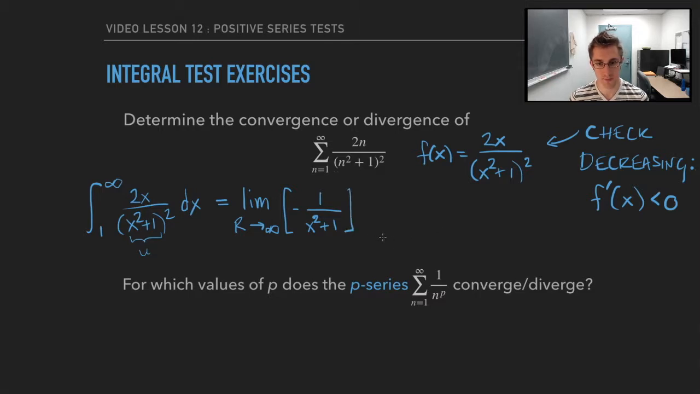And I'm evaluating from 1 to r, and so I get the limit as r goes to infinity of, I can use this minus sign to switch the limits, so I just have 1 over 2, which is what I get when I plug in 1, minus 1 over r squared plus 1. And as r goes to infinity, this term will go to 0, and so I get 1/2. Meaning that this improper integral converges, which means by the integral test that the series converges.